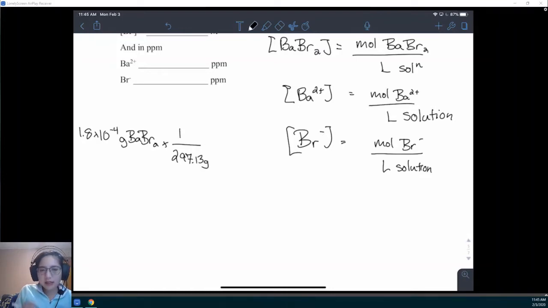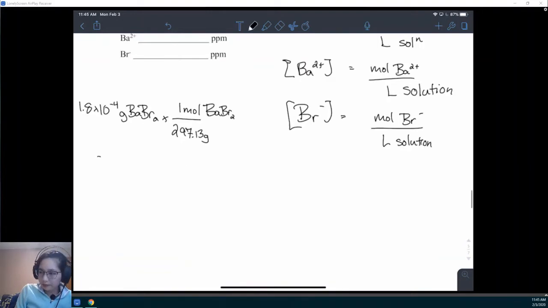So in that solid sample that we dissolved, that is equal to 6.06 times 10 to the negative 7 moles of barium bromide. That amount of solid got dissolved in, whoops, let's let my computer catch up.